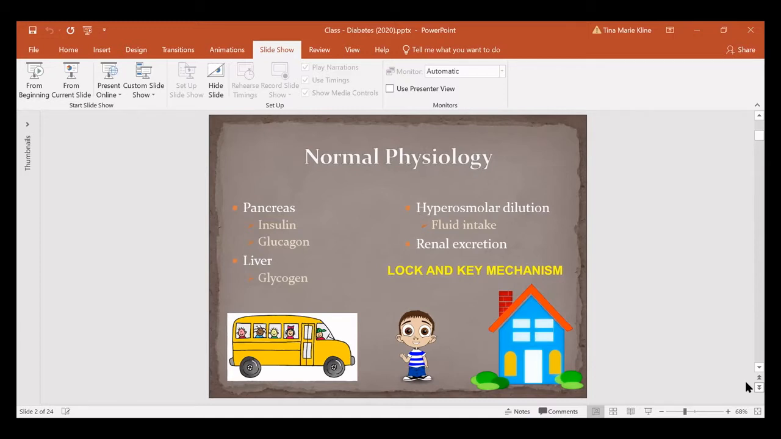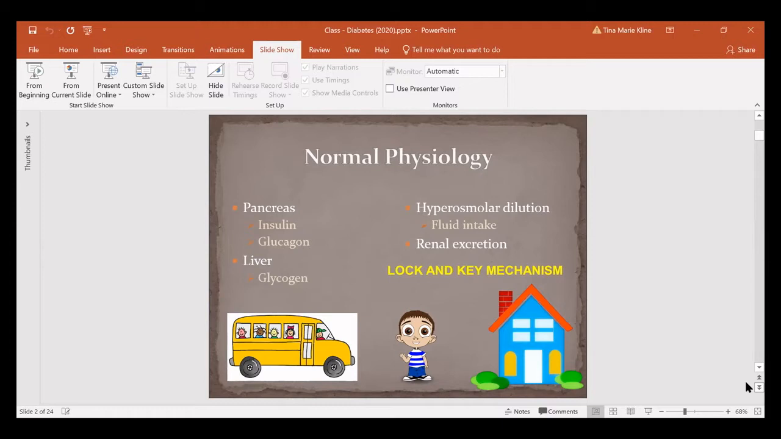When we have high levels of glucose in the blood, think about the body's natural response. We talk about hyperosmolar dilution. That is going to be the thing that stimulates your thirst. That's why you want to drink a glass of milk after you have that nice big piece of chocolate cake. You want to dilute out that glucose. Your kidneys will also try to get rid of that excess glucose by putting it out in your urine.